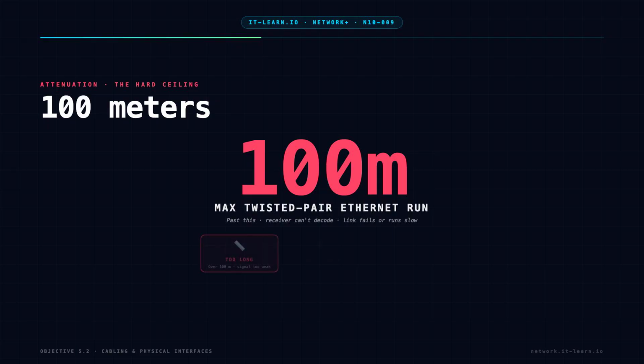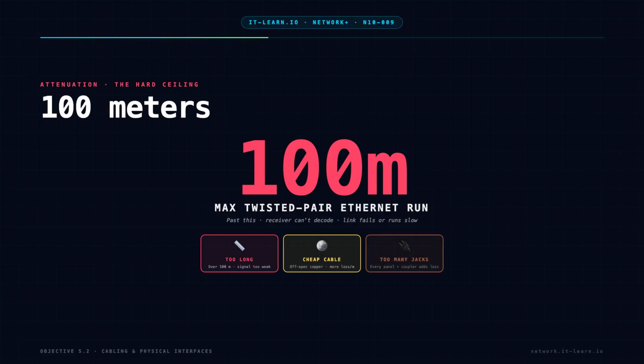Length over the 100-meter limit, cheap cable, and too many connection points. Every patch panel and coupler in the run adds loss. The fix is the same in every direction. Stay under 100 meters end to end. Use better cable. Cut the number of patch panels in the path.